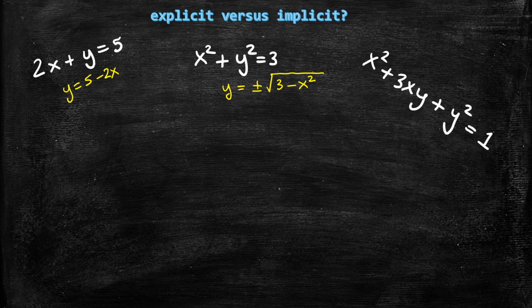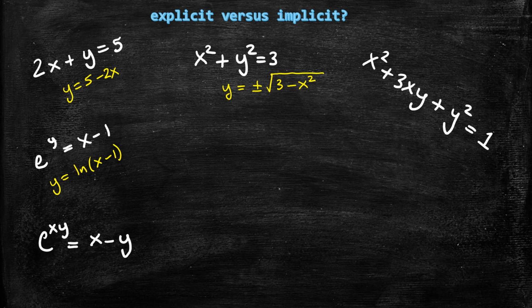Now, here's one where it would be really hard to isolate y, and we have no choice but to tackle it using implicit differentiation. e to the y equals x minus 1. Well, we could rewrite that as y equals ln of x minus 1, and that is probably the more convenient way to take the derivative. But that is going to be very hard to isolate y in.